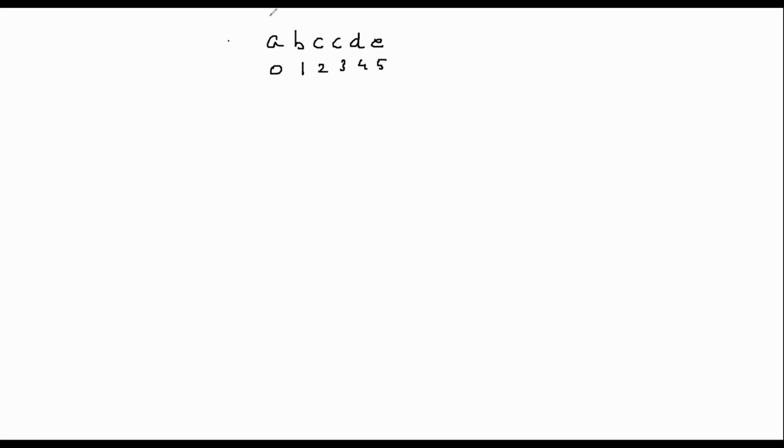Initially, this and this characters should match, but they are not matching. If they would have been matching, the problem left with us would be this B, C, C, D, because these two are matching, and now I need to make this a palindrome, right? Now this is not matching, so I have two possibilities: whether to add A at this end or to add E at this end, right? If I add A at the end, the problem left would be B, C, C, D, and E.